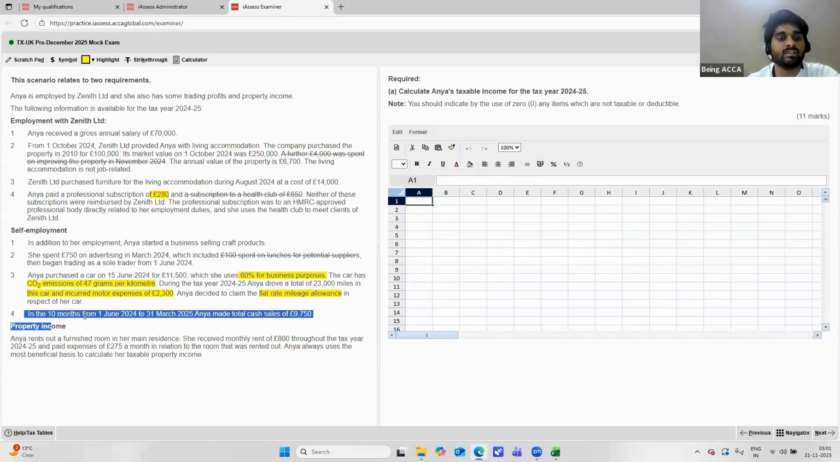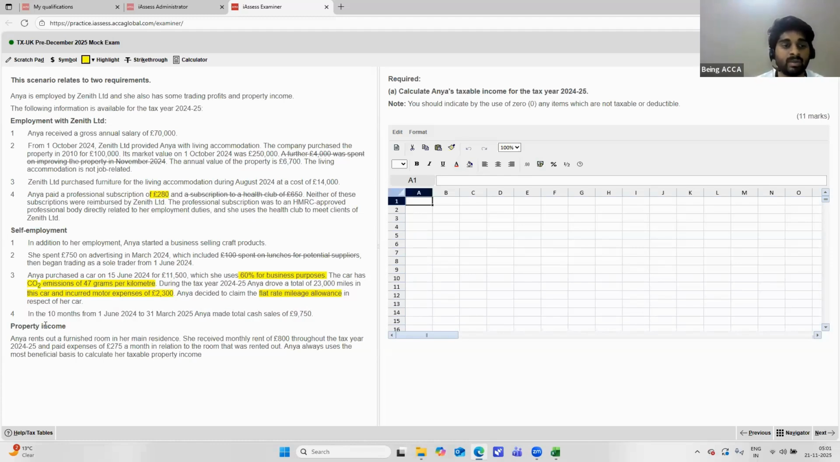Next, in the 10 months from 1st June 2024 to 31st March 2025, Anya made total cash sales of 9,750 pounds. In self-employment, it is important to remember that the default basis is cash basis and not accrual basis. So here it has been clearly mentioned it is cash sales, so we can understand that the total cash sales were made.